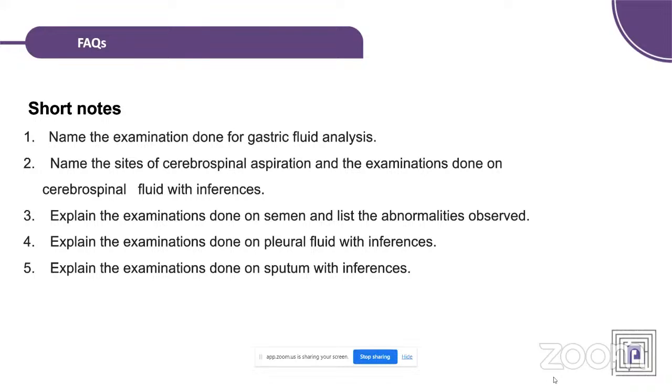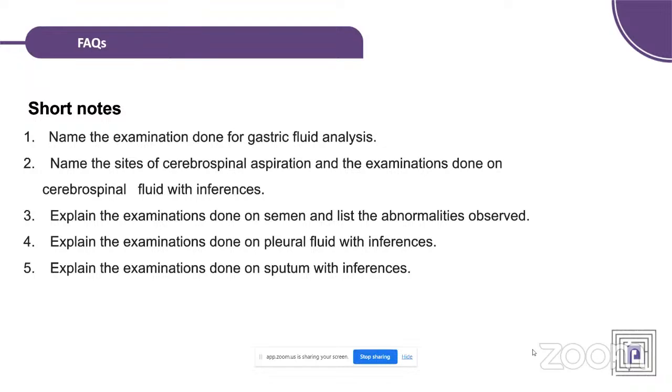The difference is in the conditions. In which conditions will you get this transudate kind of fluid: heart failure, liver failure, renal failure. In all these conditions you will get transudate kind of pleural effusion. And when there is infective etiology, we can get exudative type of pleural effusion.